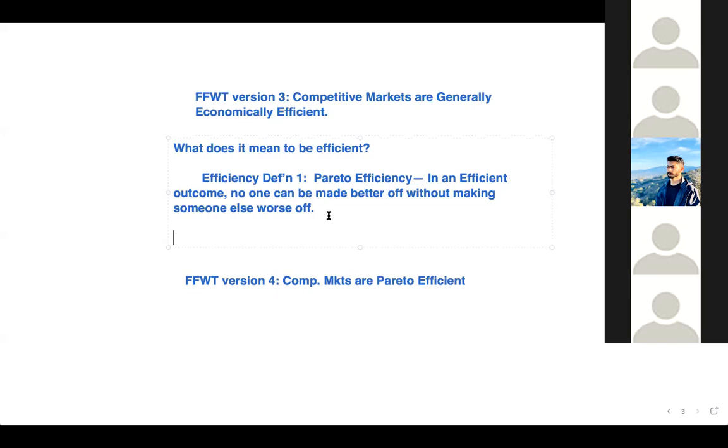Yeah, it does. Okay. But most of the time, we don't go that deep. We work with this other definition, which is general economic efficiency. Okay. And general economic efficiency has two pieces to it.